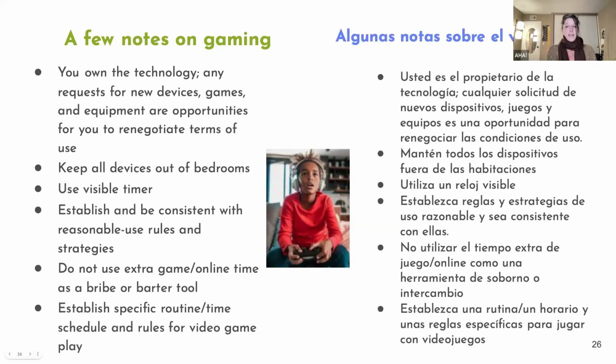And this is actually one that kind of surprised me when I heard it, but then makes a lot of sense the more I think about it. Don't use extra game or online time as a bribe or a barter tool. It's often used for that, I think, and technology in general, because children seem to want it more than they want anything else. And it sets up a connection with their reward system that is already so strong. So we want to not associate more time with being rewarded for anything else. And in general, establish specific routines, time schedules, and rules for video game play.